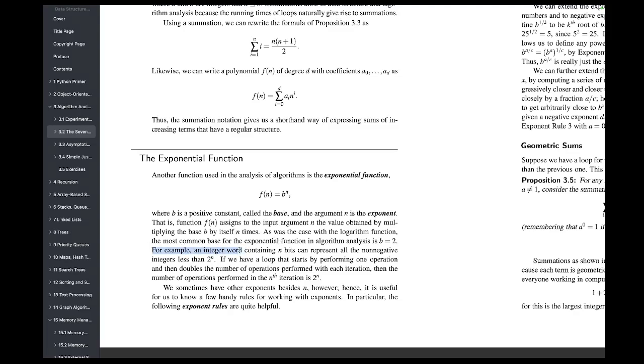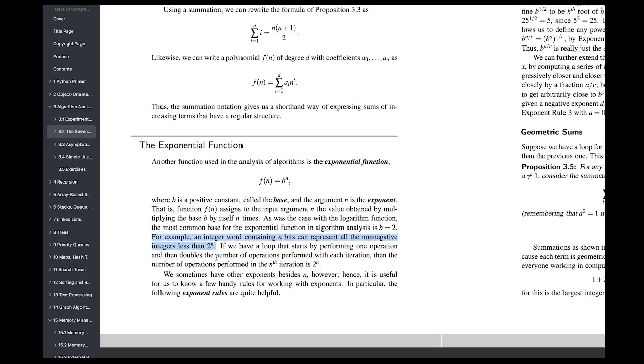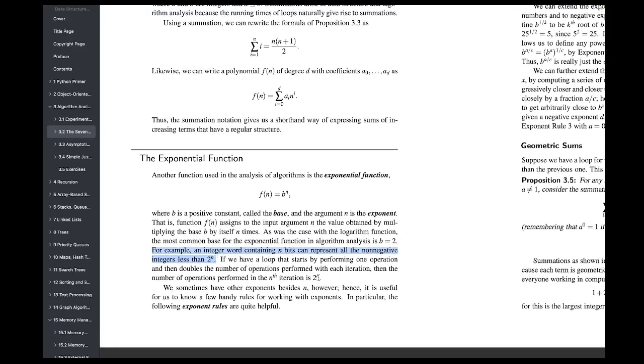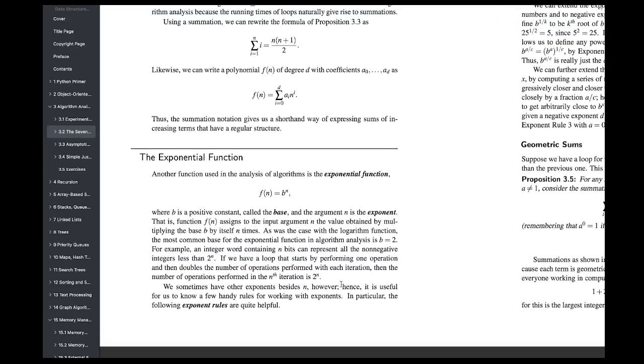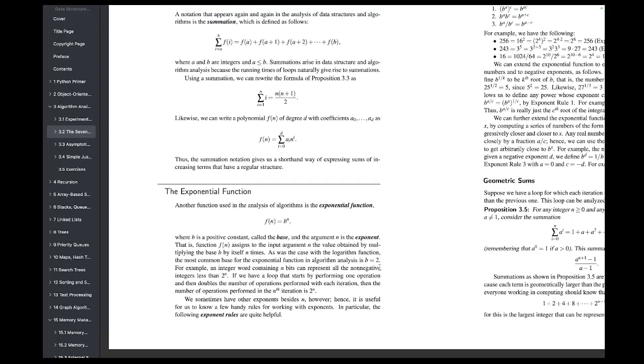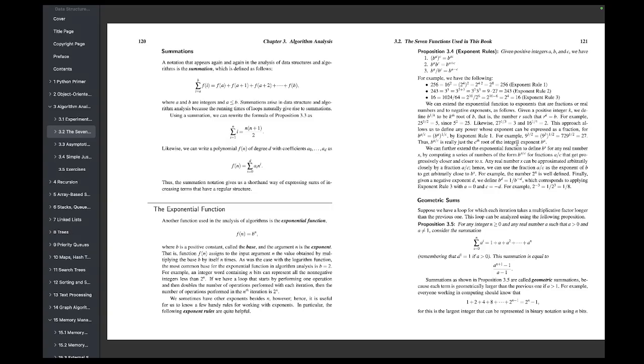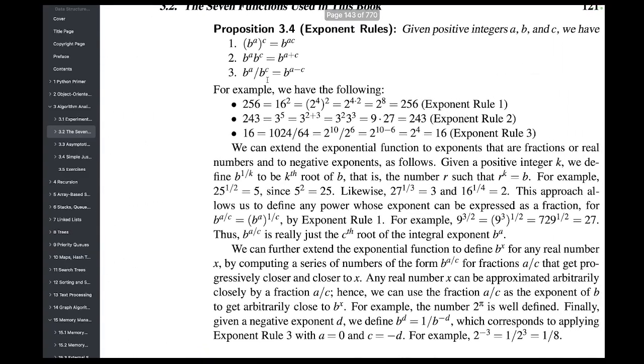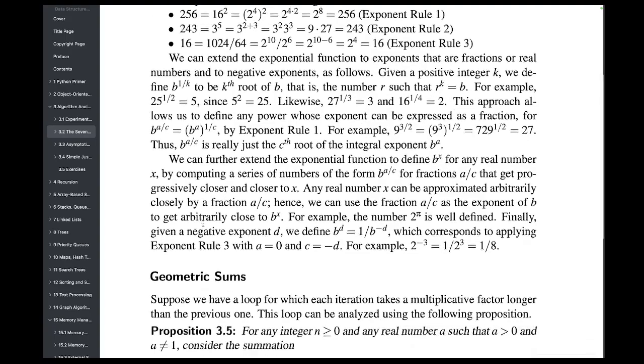For example, an integer word containing n bits can represent all the non-negative integers less than 2 to the n. Oh, I see. Okay, yeah, we know this.